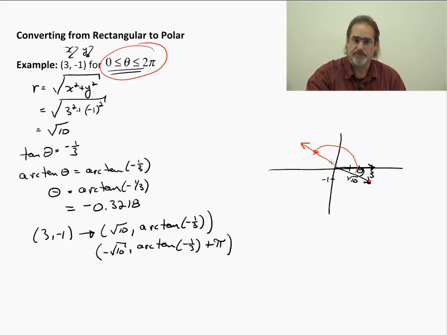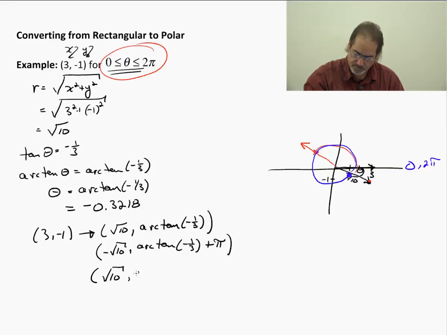That brings me here. And if I add 2 pi to this, I will come all the way around. And I'm still between 0 and 2 pi, because this is 0, and clear around would bring me back to 2 pi. So I can write this again as, this time, root 10, arctan of negative 1/3 plus 2 pi.